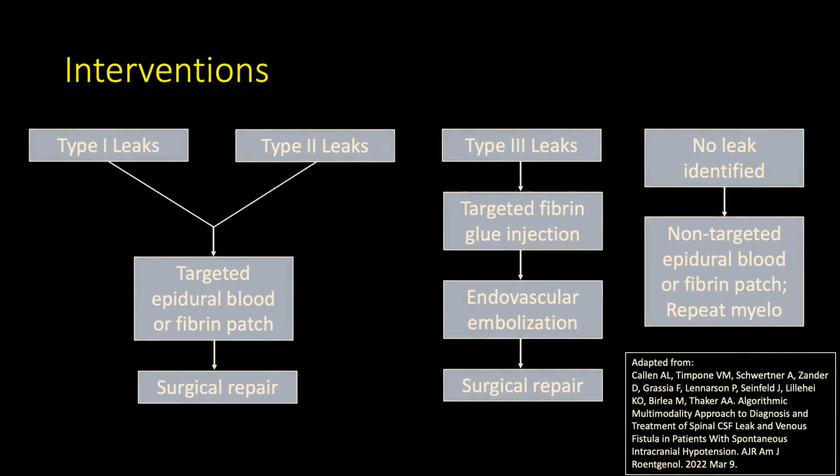So this is a standard approach that's used by many centers. For type 1 and type 2 leaks, they'll often undergo a targeted trial of epidural blood patch with or without fibrin glue. If that doesn't work, they go on to definitive surgical repair. For type 3 leaks, CSF venous fistulas, they often have targeted fibrin glue injection under CT. If that doesn't work, then endovascular embolization, and lastly, surgery if that's unsuccessful. And if we don't see any leak on our dynamic myelograms, we could try a non-targeted epidural blood patch or fibrin glue and repeating the myelo if needed.